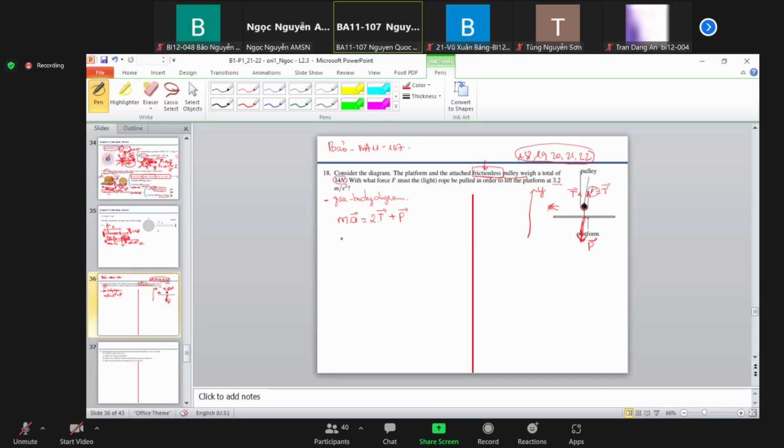So it's equal to MA. So you have to project these equations on Y, right? Yes. M multiplied by A is equal to 2T minus P. Yes. And I rewrite this equation according to T: T is equal to (MA plus P) over 2.